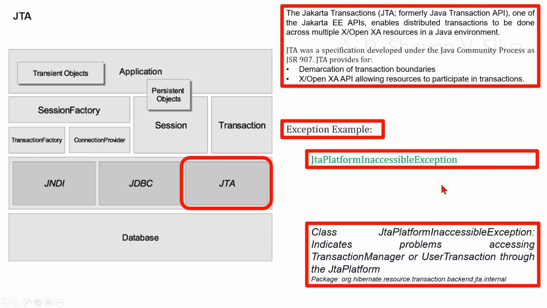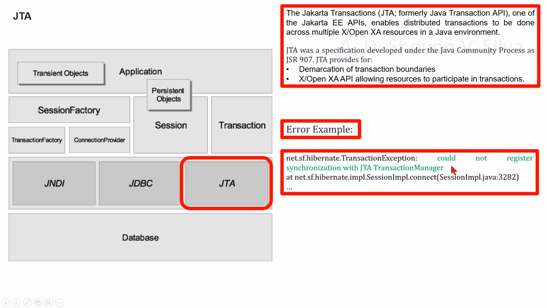As an exception example, you can consider JTA platform inaccessible exception. It indicates problems accessing the transaction manager or user transaction through the JTA platform. This exception class is in the org.hibernate.resource.transaction.backend.jta.internal package. As an error example, we can consider could not register synchronization with JTA transaction manager here.